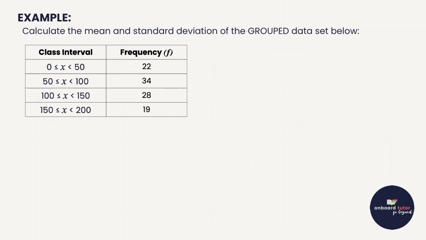You may also be asked to calculate the mean and standard deviation of grouped data. So what is it that makes this data grouped? Well, that's here in the class interval section. So there are 22 learners, or whatever the case may be, let's call them learners, who scored between 0 and 50. 34 who scored between 50 and 100, etc. Okay, so now if I want to type this into my calculator, I'm going to need to do a little bit of work before I'm ready to do that.